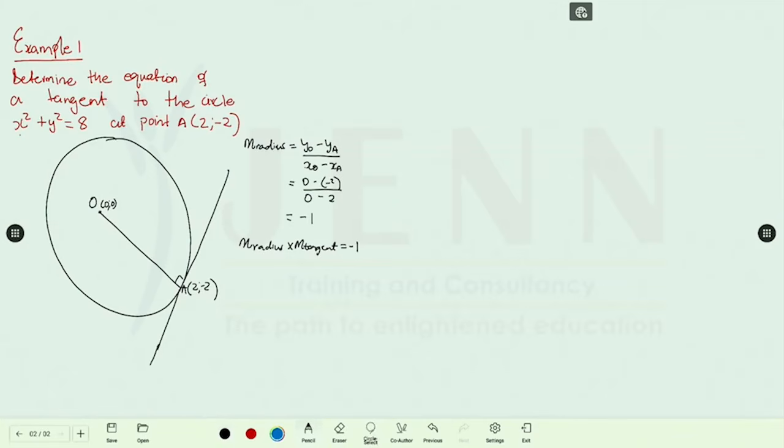What is the gradient of our radius? That will be negative 1 multiplied by the gradient of our tangent. It will equal negative 1. Then we wanted the gradient of our tangent. What are we going to do? We are going to divide by negative 1 on both sides. Remembering that in mathematics, when you have an equation, what you do on the left, you must also do on the right for your equation to be balanced. Negative 1 will fight with negative 1 until they cancel each other. But negative 1 divided by negative 1 is positive 1. Multiplied by the gradient of a tangent, it will be the gradient of a tangent. Then equals positive 1.